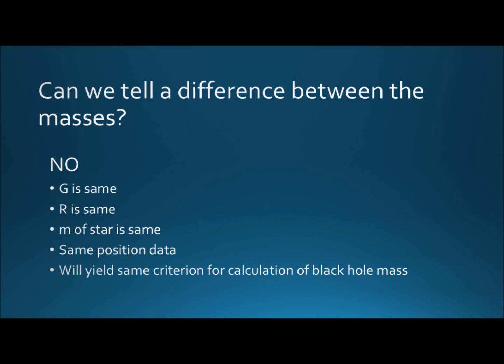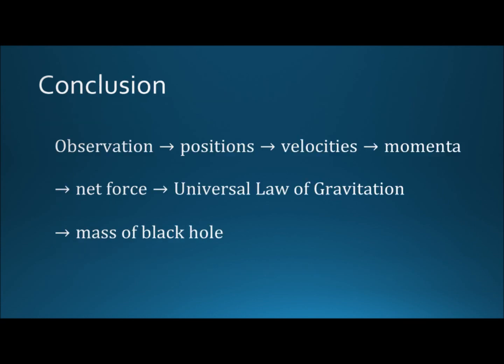Since the star remains in the same orbit, the mass of the new black hole would be calculated in the same way. The constant G would remain the same, r would be the same, and the mass of the star is the same. F net, since it was calculated from the star's position, will be the same as before too. So solving for this new black hole's mass, as we did before, will give us the same value.